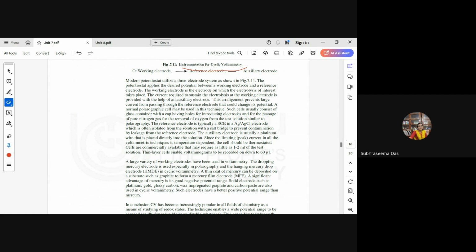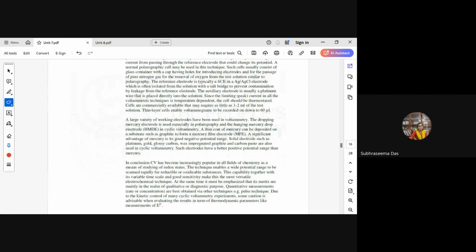Since the limiting current in all the voltammetric techniques is temperature dependent, the cell is thermostated. Thin layer cells have been used, with volumes recorded down to almost 60 microliters. So a large number of working electrodes have been used. The dropping mercury electrode in polarography and the hanging mercury drop electrode in cyclic voltammetry are commonly used.